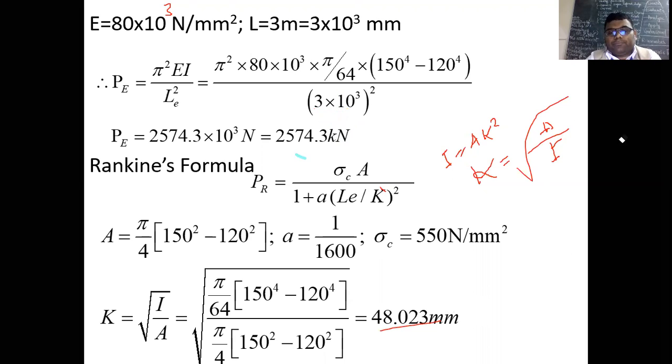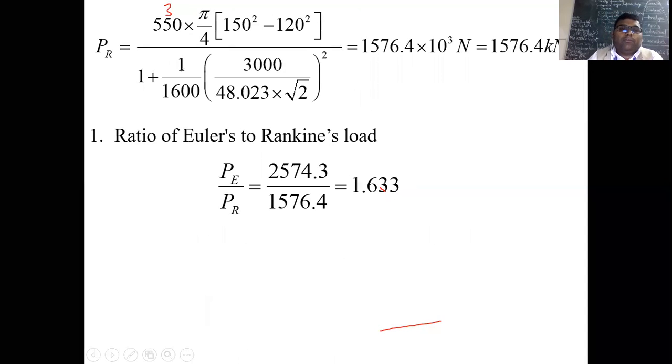So let's move to the next slide. Now calculate PR, meaning Rankine crippling load, and put all the respective values. This is sigma C, 550, sigma C into A. A is pi by 4 and this value, and 1 plus A is this, 1 upon 1600, and just put the L value of this.